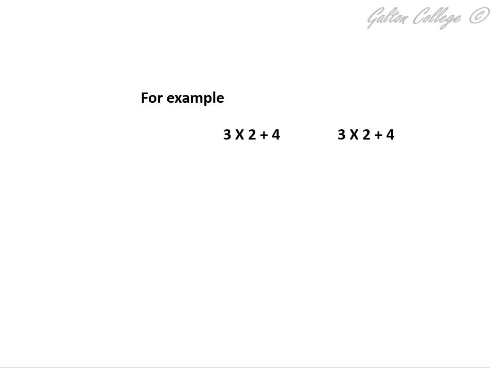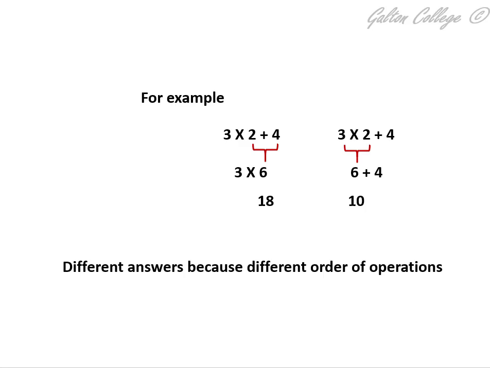For example, 3 times 2 plus 4. Now, if we start with the 2 plus 4 as opposed to the 3 times 2, we're going to get two different answers. We're going to get 18 or 10. We need a rule. We need to know where to start. Otherwise we're going to get different answers. So we have to remember there are rules. We've got different answers because we have different orders of operation. We started in different places.